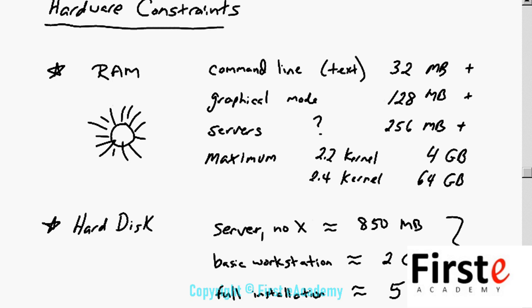And these are the numbers here for Red Hat 9. If you're talking about an earlier version, like Red Hat 8.0 or 7.2 or something back then, these numbers are only smaller for the older versions of Red Hat.